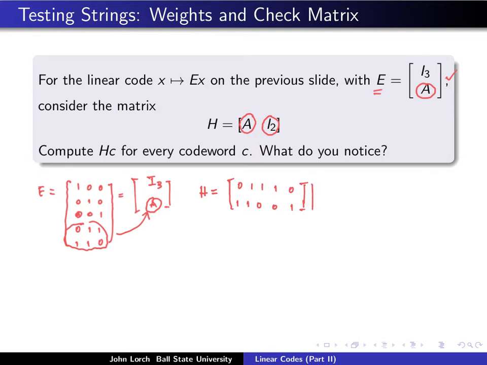Right, so first let's multiply by the code word 0, 0, 1, 1, 0. Now you might remember from the previous slide that that is indeed a code word. Now what do we get? Well, what that means is we're taking 0 times the first column plus 0 times the second column plus 1 times the third column. So we have 1 times the third column, 1 times the fourth column, and then we have 0 times the fifth column.